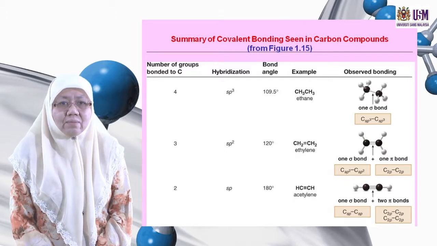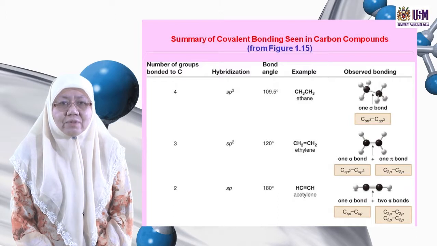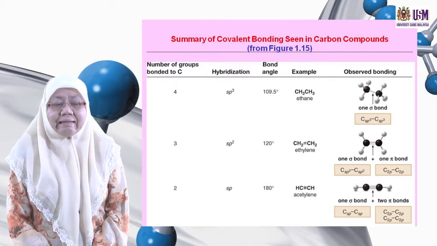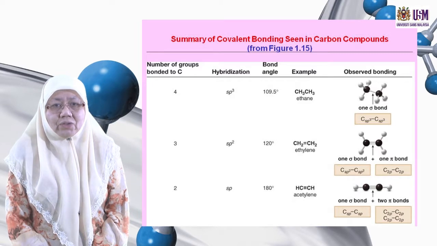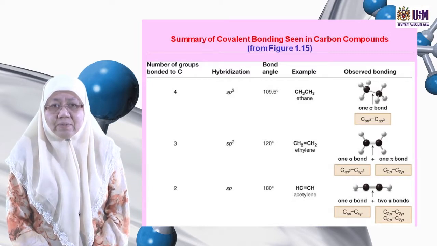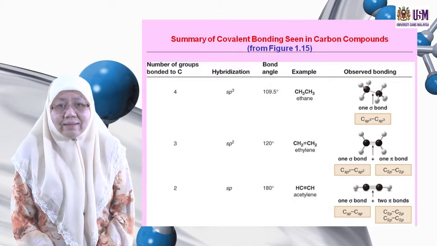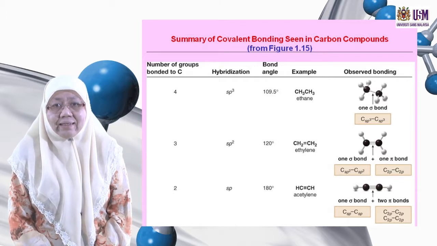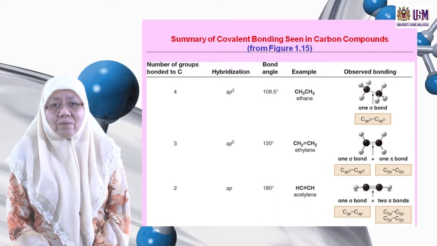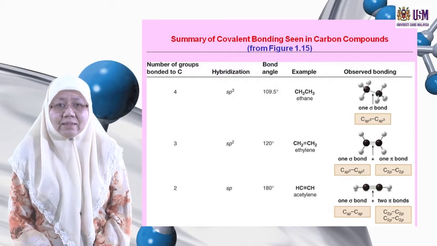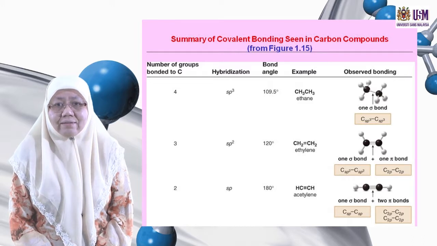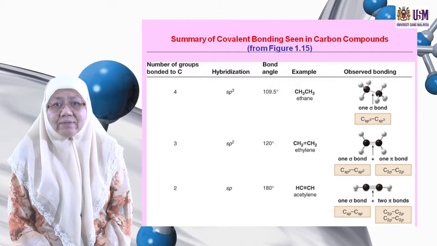We can now summarize the covalent bonding seen in carbon compounds as follows. When there are four groups bonded to the carbon atom, the hybridization is sp3, and the bond angle is 109.5. An example of this is ethane. The carbon-carbon bond is a sigma bond. When we have three groups of atoms attached to the carbon, the hybridization of the carbon atom is sp2. The bond angle is 120. An example of this is ethylene, where we see one pi bond and one sigma bond between the carbon atoms. And when only two groups are bonded to the carbon atom, the hybridization of the carbon atom is sp, and the bond angle is 180 degrees. An example of this is acetylene.